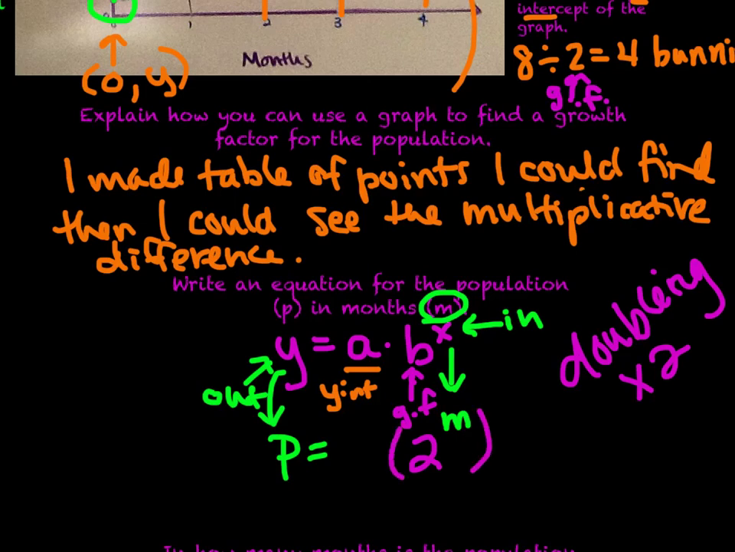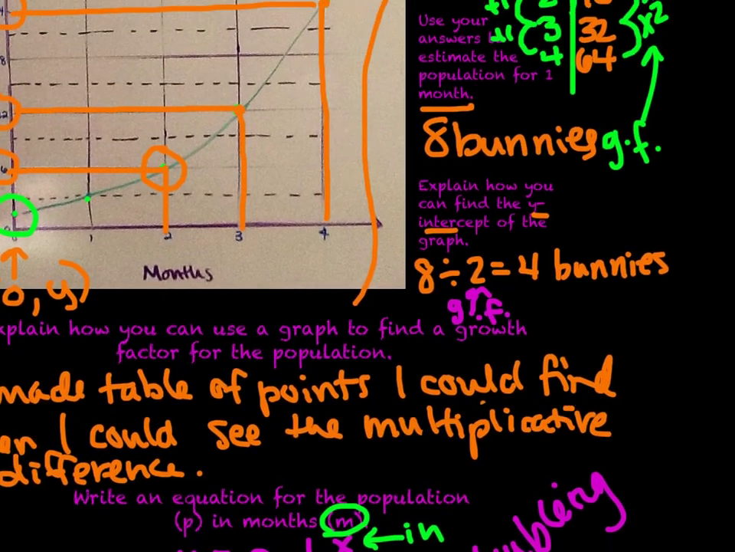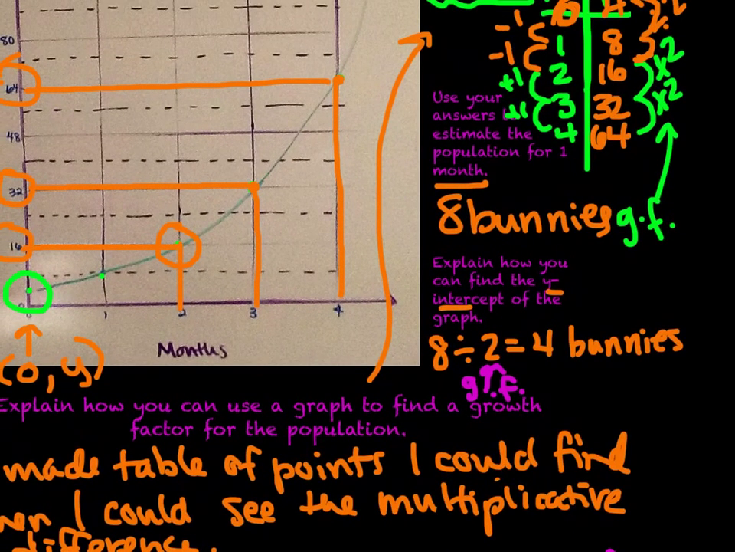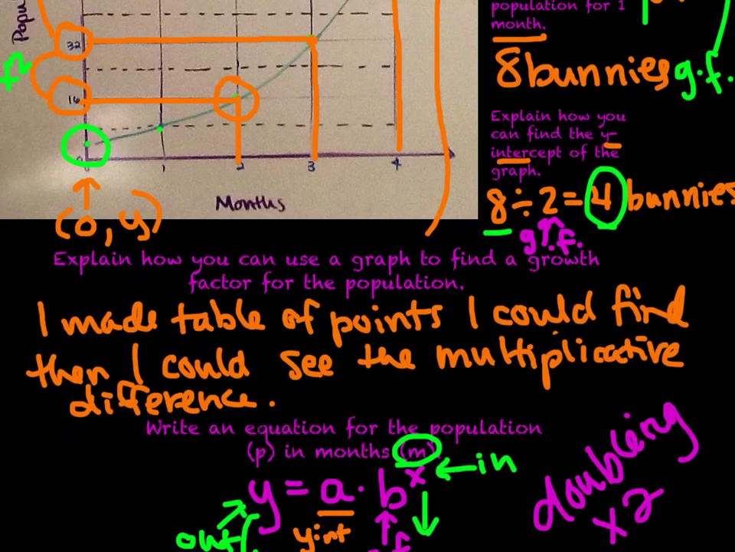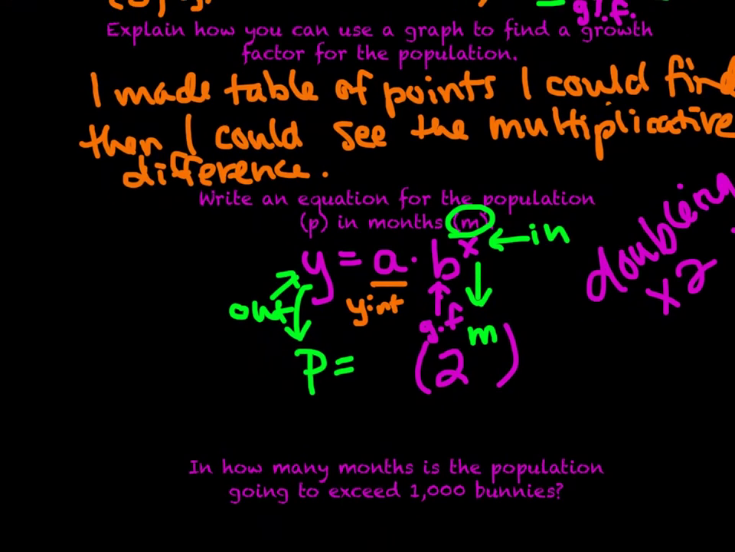And our y-intercept, if we just go back in time and look at our second to last question, and it explains how can you find the y-intercept of the graph, and we actually did that. We said, well, we're going to take our last step. It happened at 1 month. We had 8 bunnies, and we're going to divide that by our growth factor, which is 2, and we're going to get 4 bunnies. So that is our initial population. We started out with 4 bunnies. So we can write our y-intercept of 4 in here.